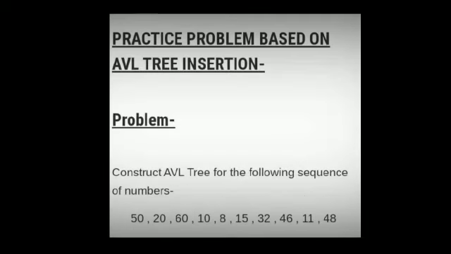Consider an example. Consider an AVL tree for the following sequence of numbers: 50, 20, 60, 10, 8, 15, 32, 46, 11, and 48. In this, the first element is 50. We need to insert 50 as the first node. The tree is balanced because 50's balancing factor is 0. So we insert 50 as the root node.